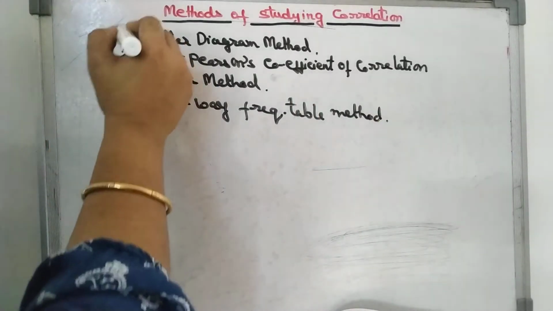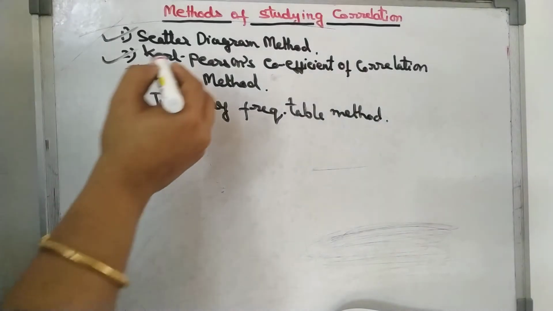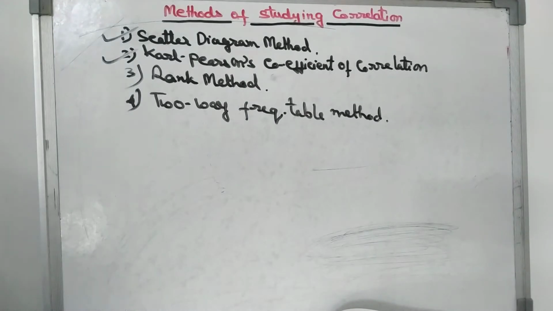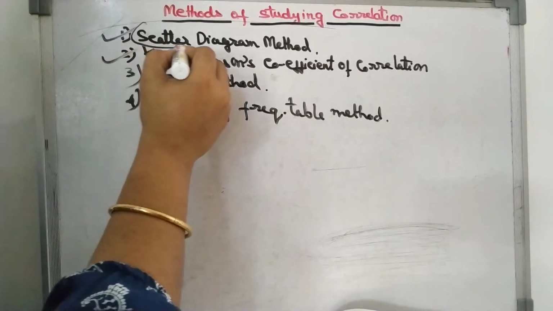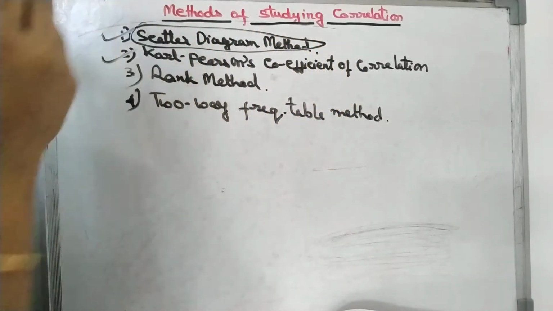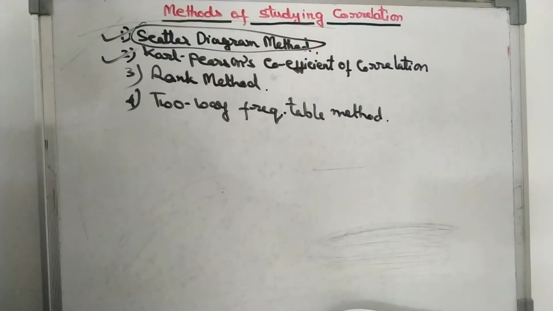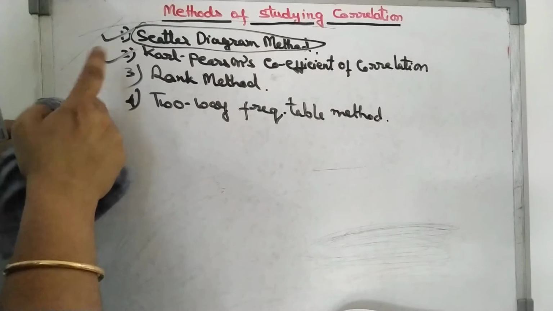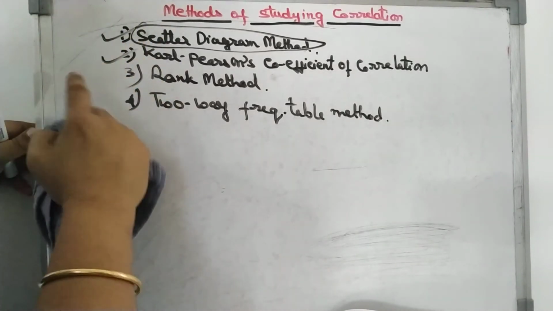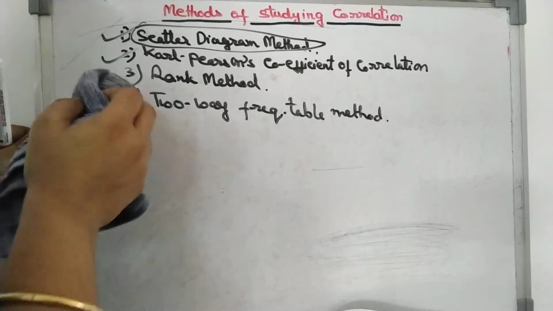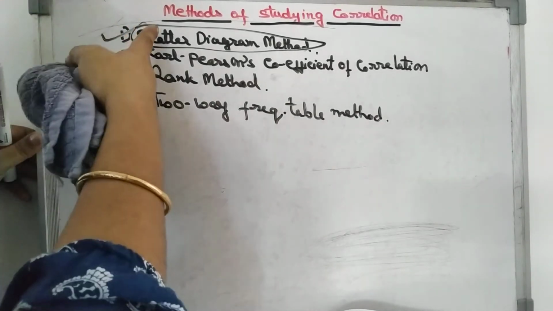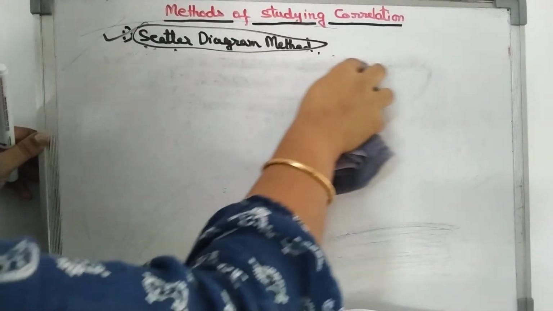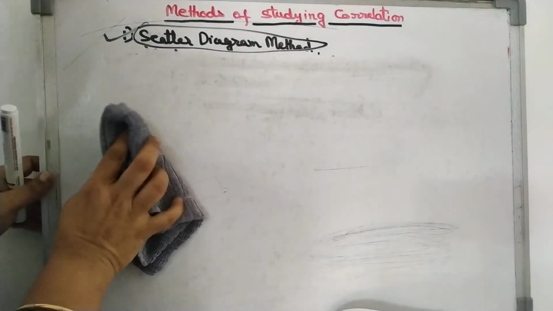So these two are in your syllabus, which are the first one, scatter diagram method, and the second one, Karl Pearson coefficient of correlation. The other two are not in your syllabus. So today we are confined to scatter diagram method. What is scatter diagram method? It is also called graphical method.